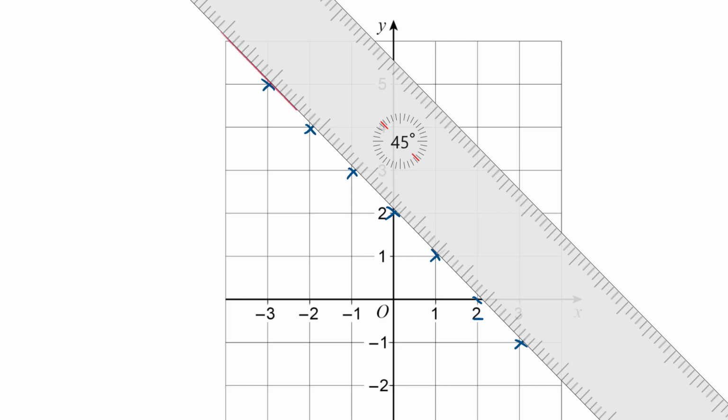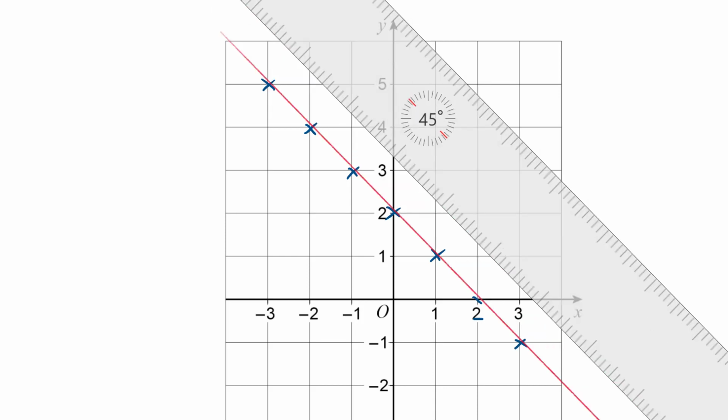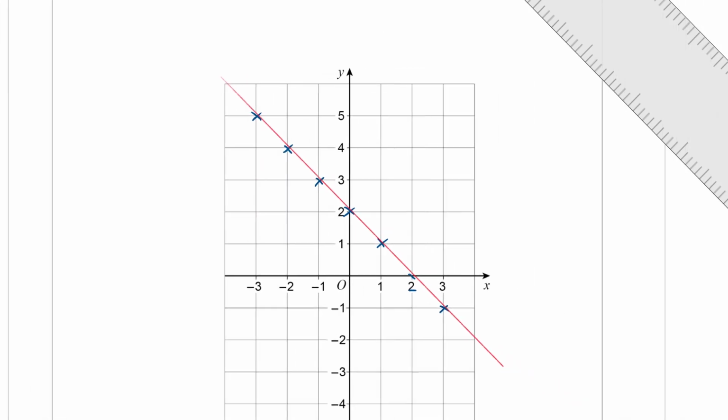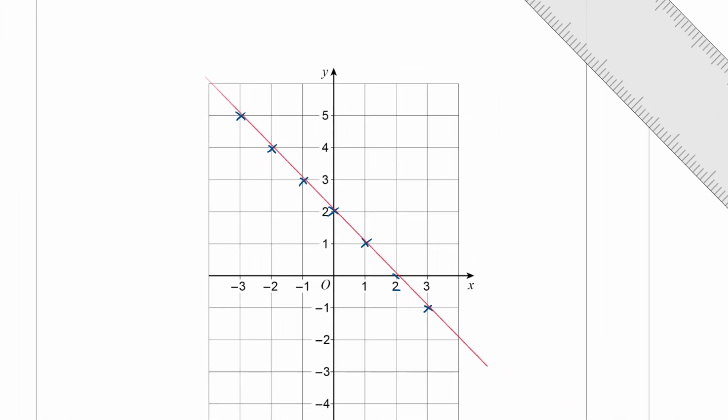Now your line should stretch the full width of your graph. It shouldn't start and stop with the first point. The graph does continue in either direction, so your graph should show that. Okay, so there's my line.